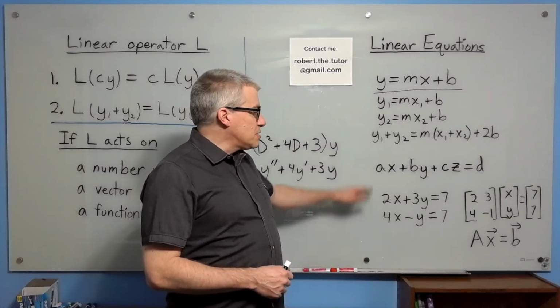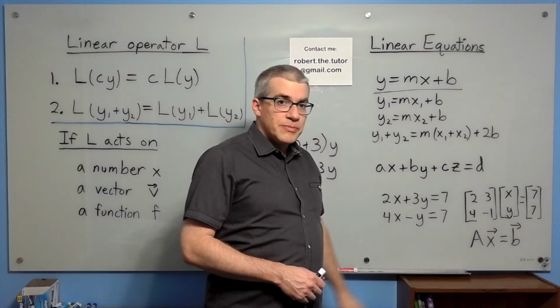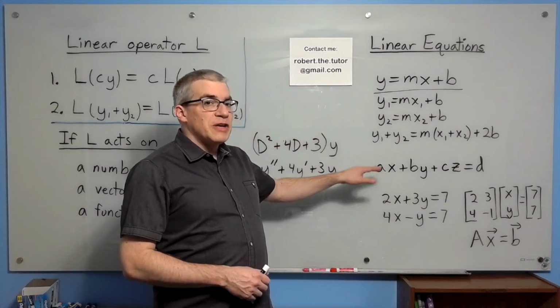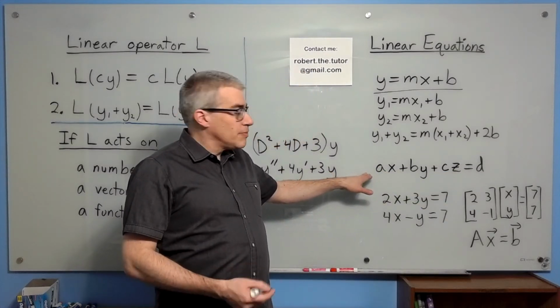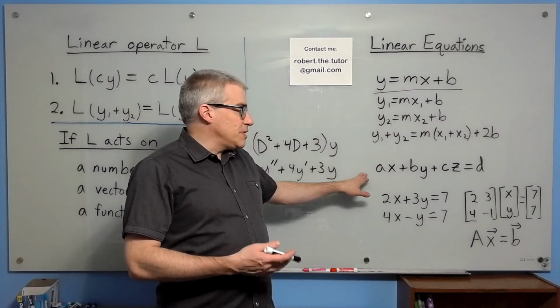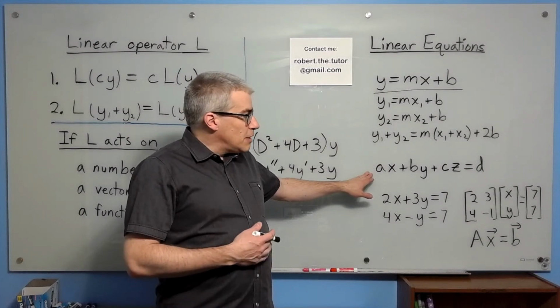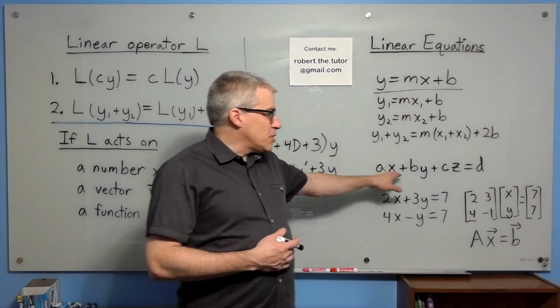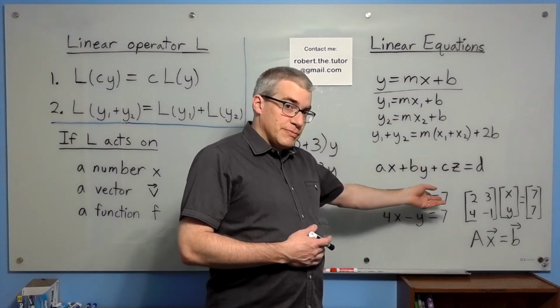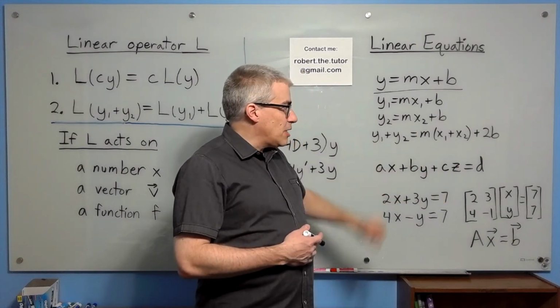Next up, let's look at ax plus by plus cz equals d. This is actually the equation of a plane in 3 dimensions. The left side of it is a linear operator if you think of the input as being the vector x, y, z. It wouldn't be a linear operator if there was also a plus constant on the left. So the left side of this is a linear operator.